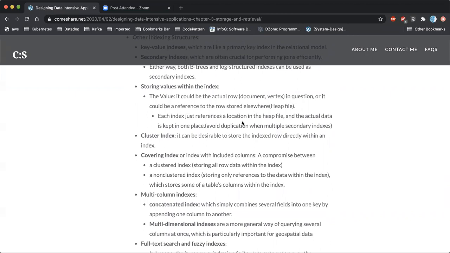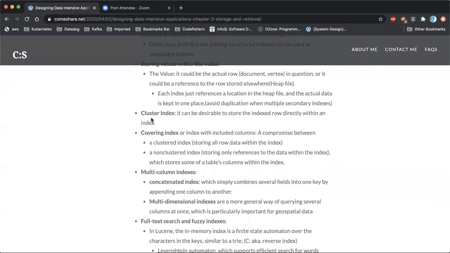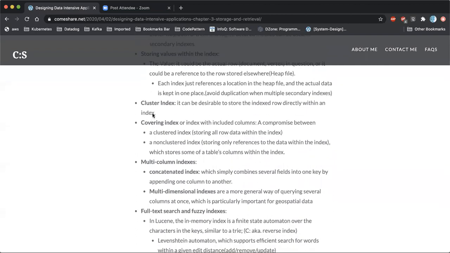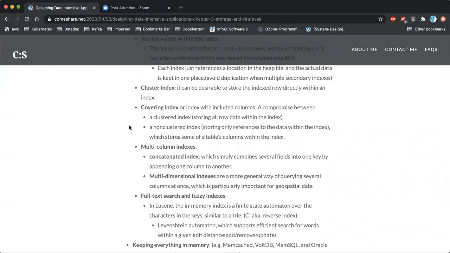And the next one is storing the values within the index. Usually when we create an index, we have a reference to the actual value, not the value in the index. But there is a way to have the value also within the index, which makes it very fast, because you don't have to follow a reference and get the link, which becomes a costly operation. That's also very widely used. I believe this is one way of optimization, storing the value. That's what a clustered index is, storing the indexed row directly within the index.